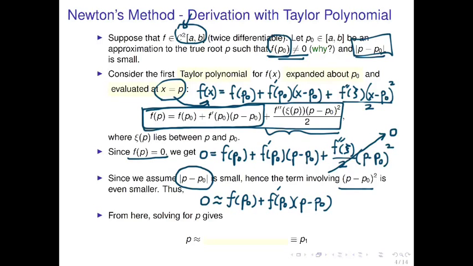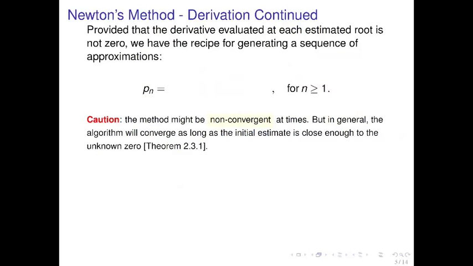If we then take this expression and solve for P, we get the following expression. And this expression gives rise to a way to calculate our next estimate P sub 1. The expression for getting the next estimates from Newton's method requires division by f prime of the current root, so we need to assume that the derivative evaluated at each estimated root is not equal to 0 before we can proceed forward.